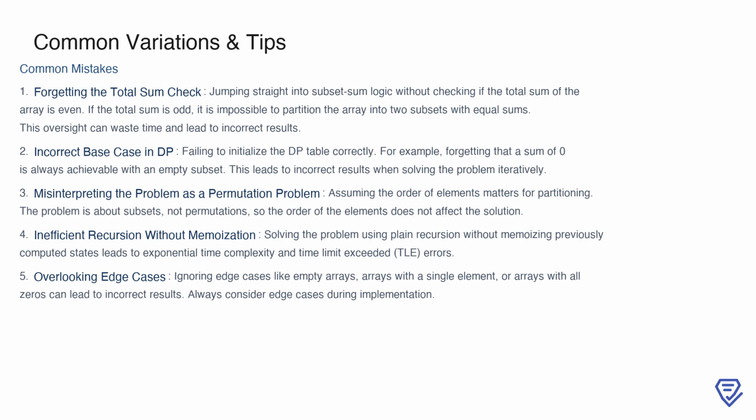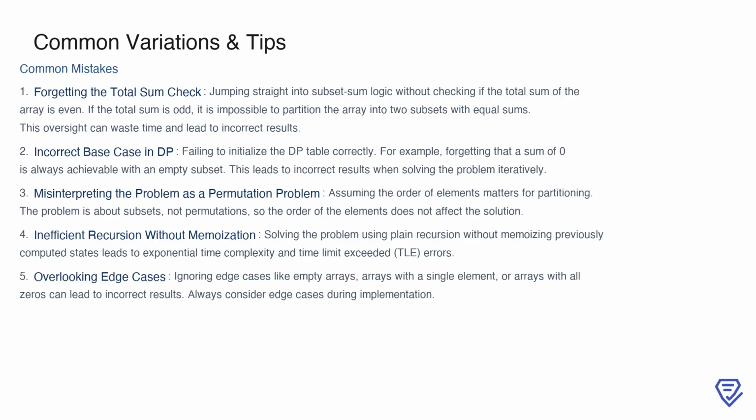When working on this problem, there are several common mistakes to watch out for. First, many people jump straight into writing the subset sum logic without checking if the total sum of the array is even. This is a critical step because if the total sum is odd, it's mathematically impossible to partition the array into two subsets with equal sums. Skipping this check can waste time and lead to incorrect results.